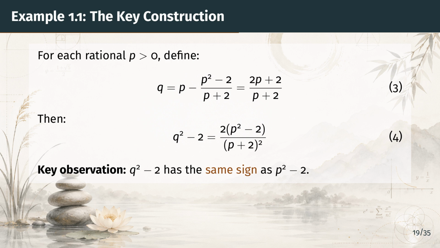The crucial algebraic identity, equation 4, shows that q squared minus 2 equals 2 times p squared minus 2, divided by p plus 2 squared. Since p plus 2 squared is always positive, this tells us that q squared minus 2 has the same sign as p squared minus 2. This is the engine that drives the whole argument. If p is in A, then q will also be in A. If p is in B, then q will also be in B.